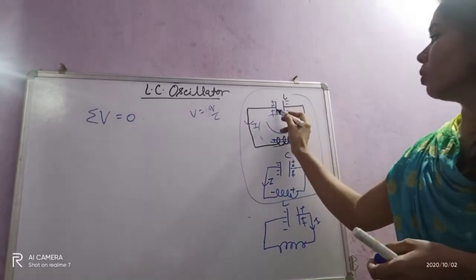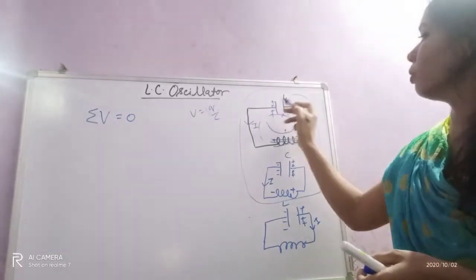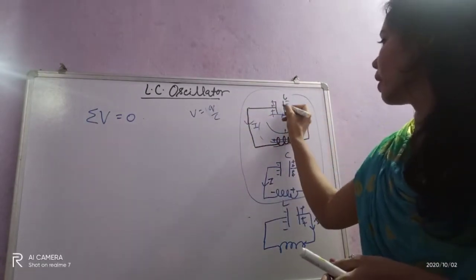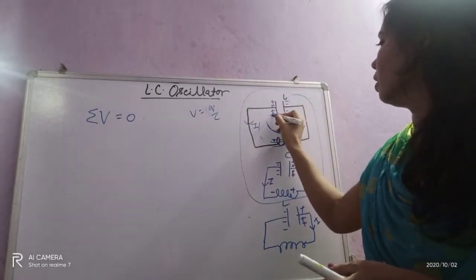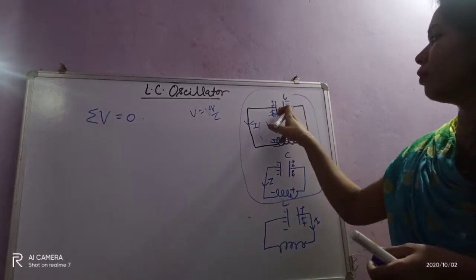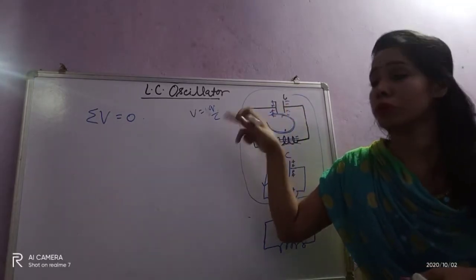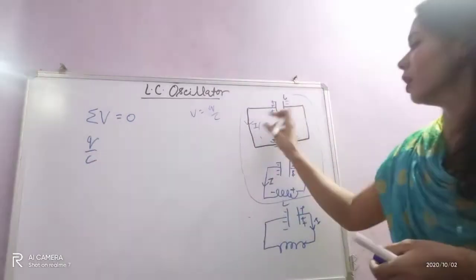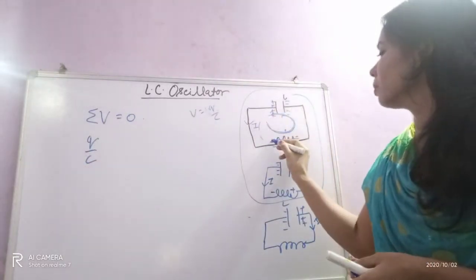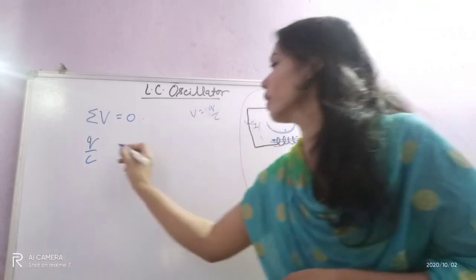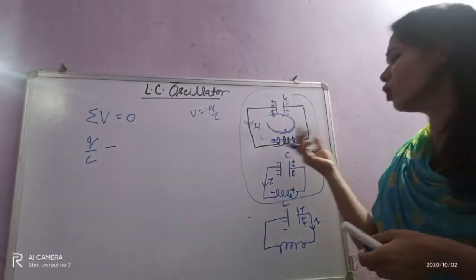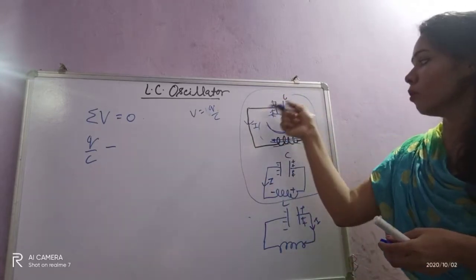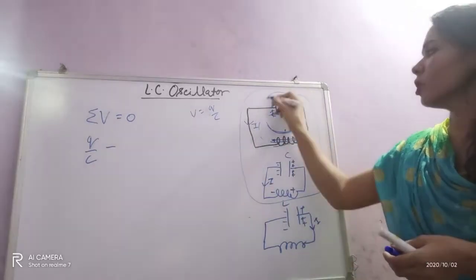Now for the capacitor, we are taking negative to positive along this path. If you are taking negative to positive, you take the positive sign. So I am taking Q by C, positive. That is the potential here, then plus the potential here. Here it is positive to negative, so we will take the negative sign. Also, you know the induced EMF is always in the opposite direction to the flow.